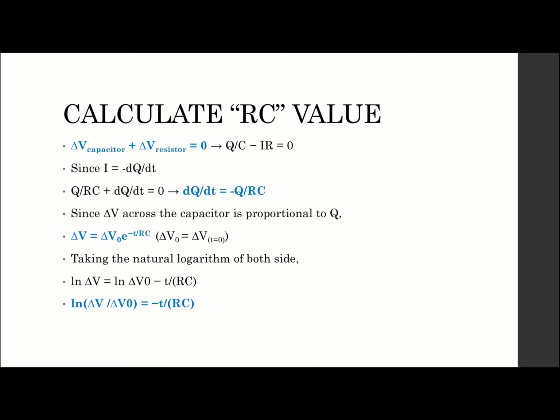And since the potential difference across the capacitor is proportional to the Q value, we can get that delta V equals delta V naught times e to the negative t over RC by taking the integral of both sides. And then if we take the natural logarithm of both sides, we can get ln of delta V over delta V naught equals negative t over RC. And here delta V naught is the potential difference across the capacitor when t equals 0.